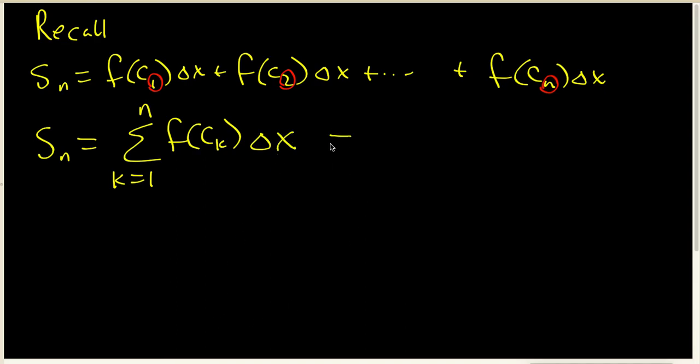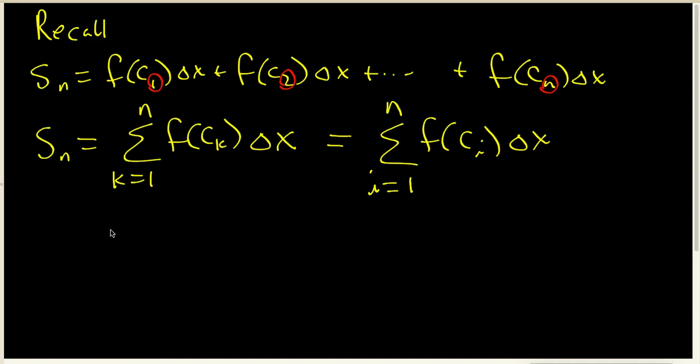Now, the authors in our book have a tendency to write this sum as the sum as i goes from 1 to n of f of c_i times delta x, and they're the same thing because the variable of the summation is unimportant. What is important is that we have the same formula, the same starting value, and the same ending value. I prefer k's because my i's are hard to read sometimes. That's the only reason that I use k's.